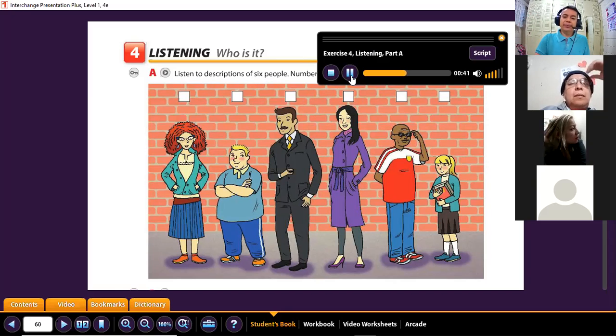Three. Rosie is pretty tall for her age. She has long blonde hair and wears contact lenses. She just turned 10.